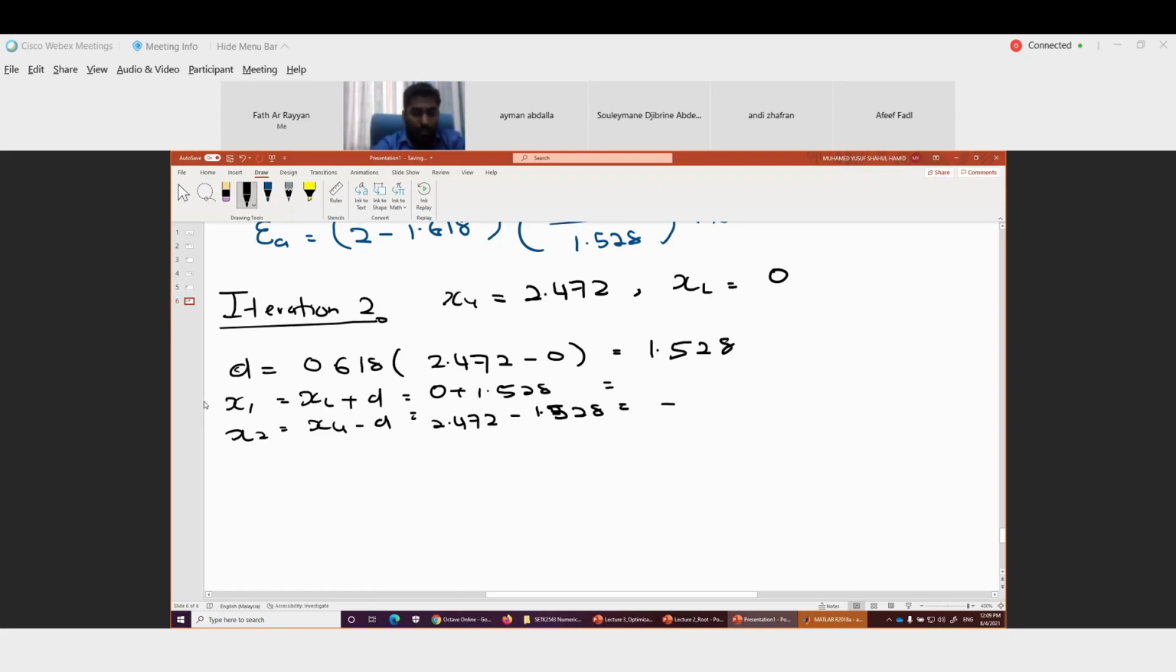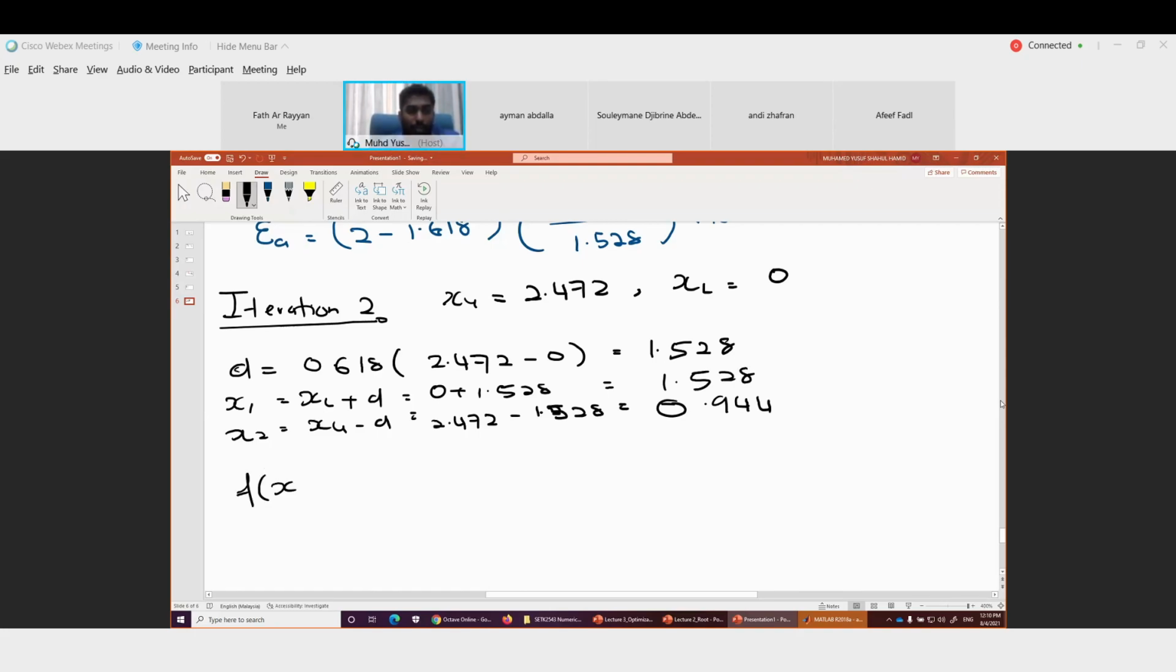Oh, that's why I thought it was weird. It's supposed to be 2.472 minus 1.528, which is 0.944. Okay, so x2 is actually 0.944 and x1 is 1.528.